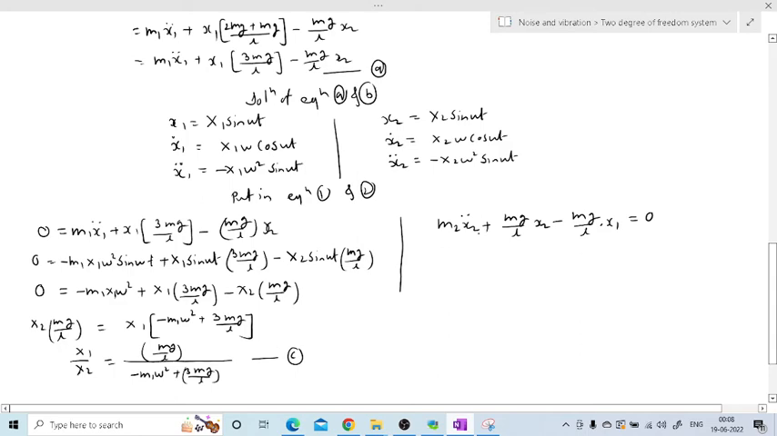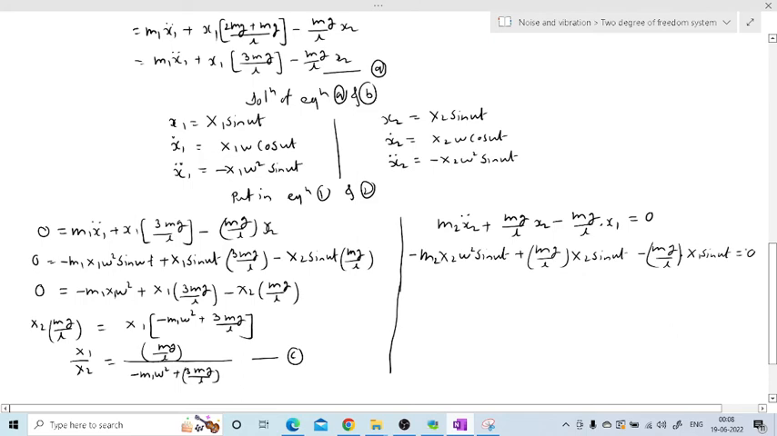Simultaneously I'll put the value of x2 double dot, x2, x1 in this equation. So we will get one more equation of x1 and x2. So I'll write here m2, times minus x2 omega square sine omega t, plus mg by L into, what is the value of x2? x2 sine omega t minus mg by L, what is the value of x1? It is x1 sine omega t, is equal to 0.